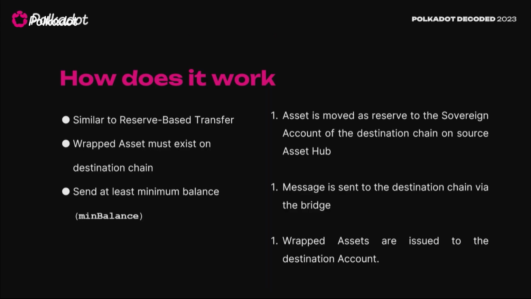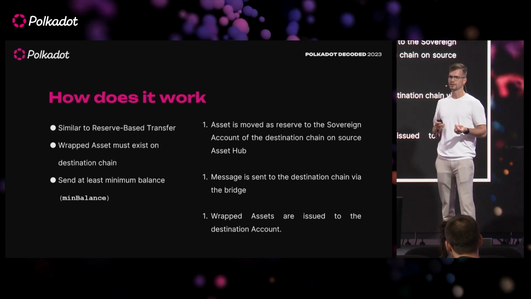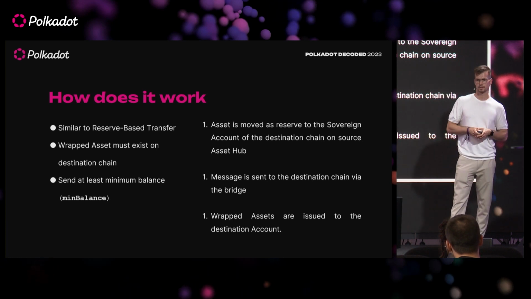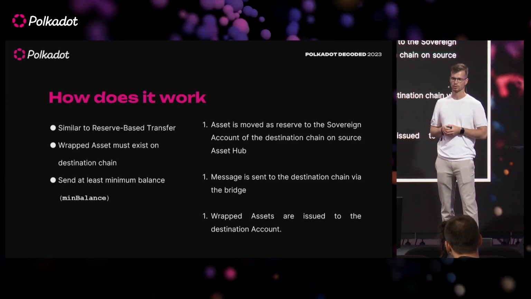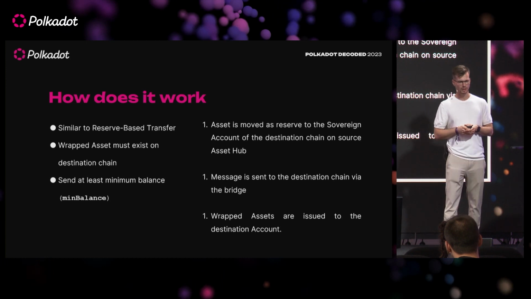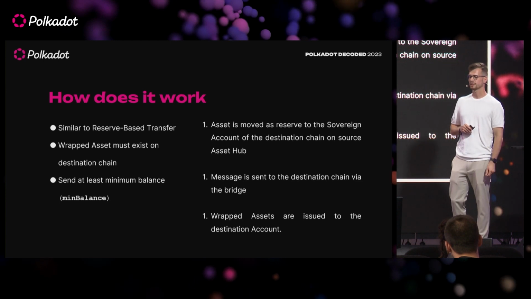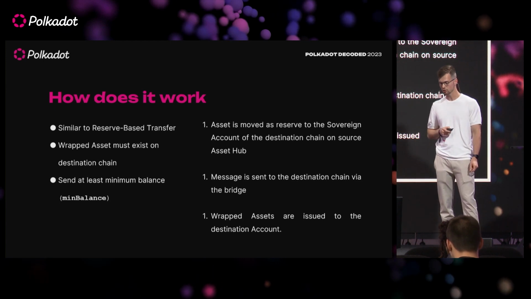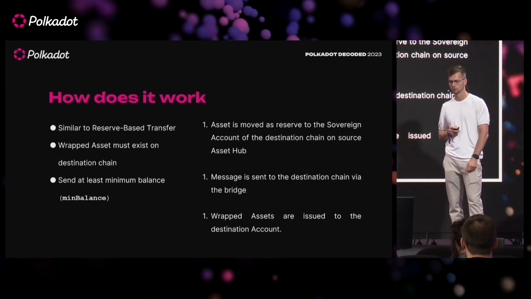How does it work? The demo introduced a simple extrinsic that is very similar to the reserve-based asset transfer. So what's going on there? At first, assets from our account are moved to the sovereign account of the destination chain on the Asset Hub, as a reserve. Then some instruction set is sent over the bridge to the destination chain, and we have some wrapped assets issued to the destination account on the destination chain.